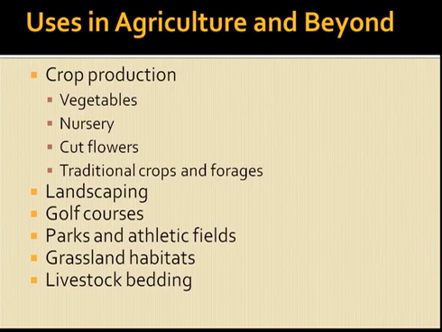So here are just a couple of quick pictures to illustrate some of the points that I just covered. There are lots of uses for compost. Primarily, we're going to focus on agriculture and crop production, and there are all different kinds of agronomic crops that can make good use of it. Vegetables, nursery. In New Jersey, we have tremendous diversity in the things that we grow, probably more than any state that I'm aware of. Things like cut flowers, sod, the turf grass industry, and of course we still have the traditional row crops: corn, soybeans, wheat, and forages.